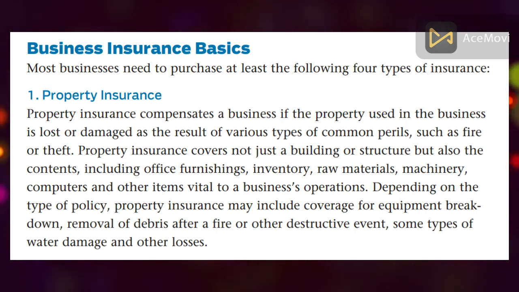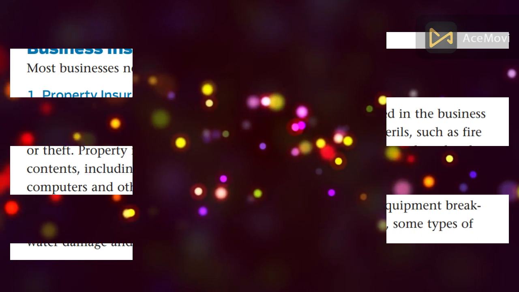Property insurance covers not just buildings or structures but also the contents including office furnishings, inventory, raw materials, machinery, computers and other items vital to business operations. Depending on the type of policy, property insurance may include coverage for equipment breakdown, removal of debris after a fire or other destructive events, some types of water damage and other losses.